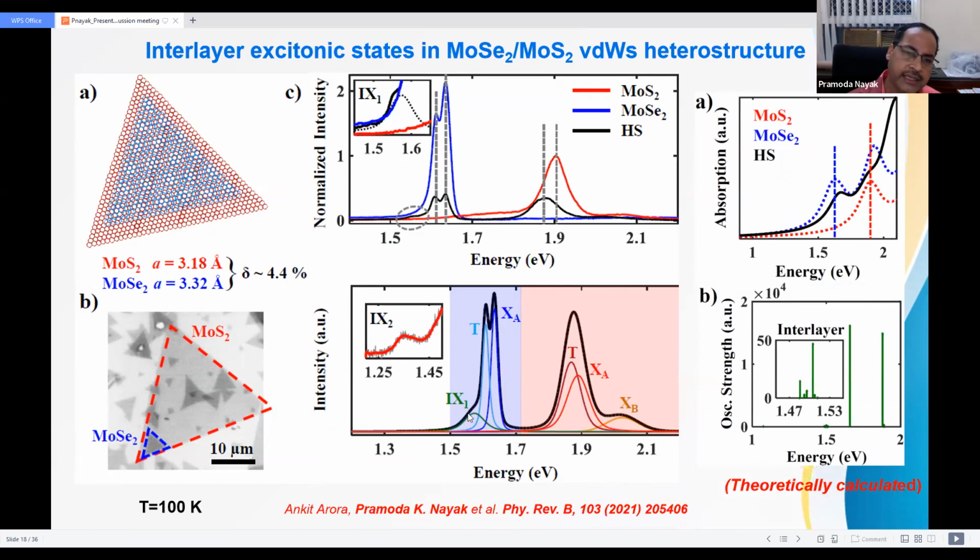And here we can see this is IX1, the interlayer exciton, the momentum direct exciton. So we can see it from the absorption spectra, from the oscillator strength, but the momentum indirect one we cannot see in the absorption spectra theoretically, but here you can see.